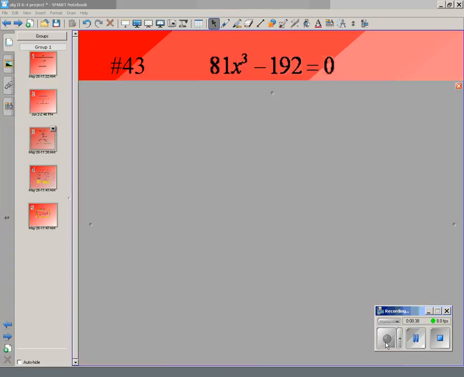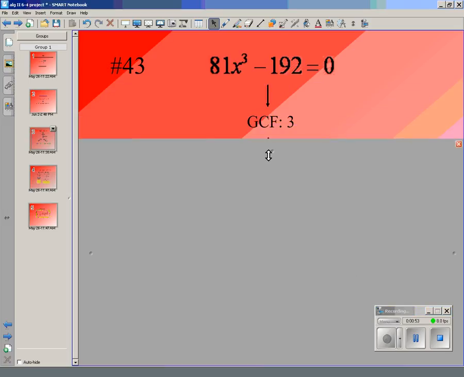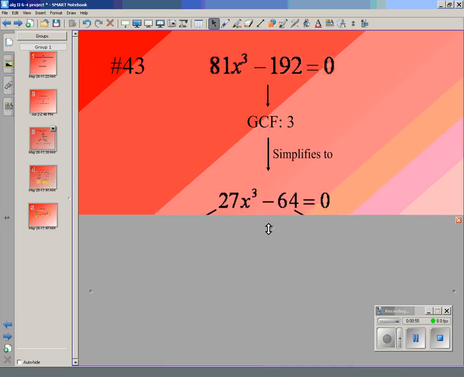Example number 43 is 81x cubed minus 192 equals 0. First step in solving this equation is seeing if you can pull out a greatest common factor. In this case, you can pull out 3 as the GCF, which simplifies the problem to 27x cubed minus 64 equals 0.